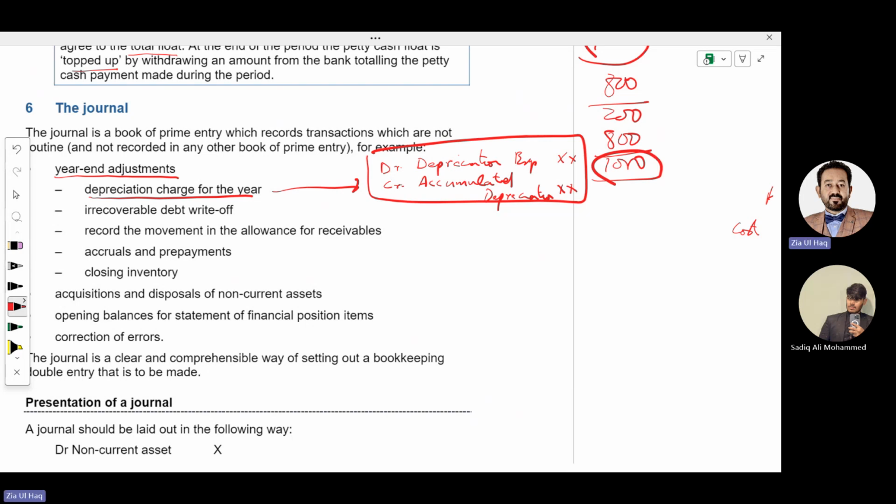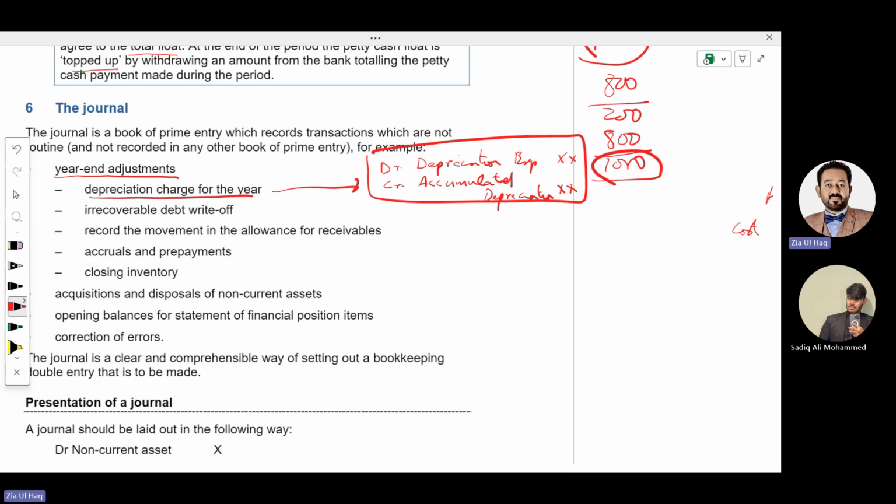For land and building, the depreciation will be separate, motor vehicle will be separate, furniture will be separate. For every non-current asset, the company needs to record depreciation at the year end. What is the accounting entry? Depreciation expense debit, accumulated depreciation credit.